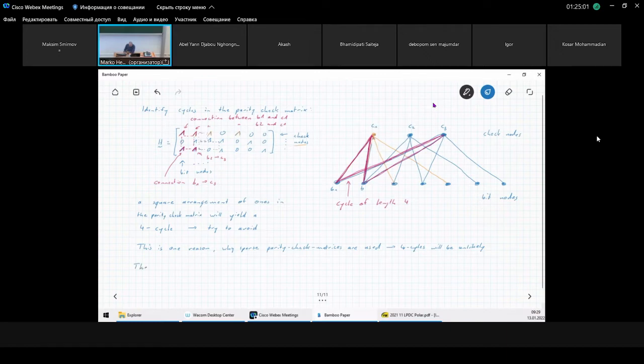Girth of a code is the length of its shortest cycle here. Shortest cycle we can have is of length 4.